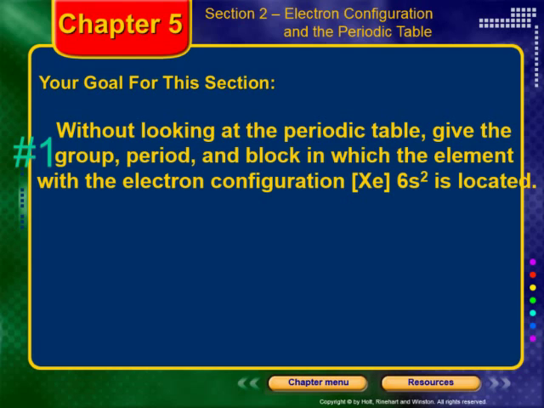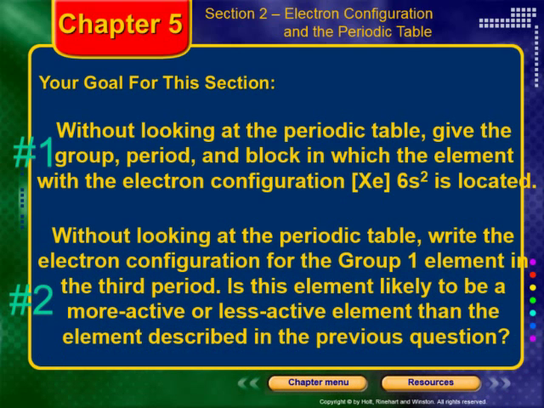Without looking at the periodic table, just in your head, give the group, period, and block in which the element with the electron configuration xenon 6s2 is located. Just based on that noble gas notation, give me the group, period, and block. Secondly, again, without looking at the periodic table, just from the information I give you here in this question, write the electron configuration for the group 1 element in the third period.